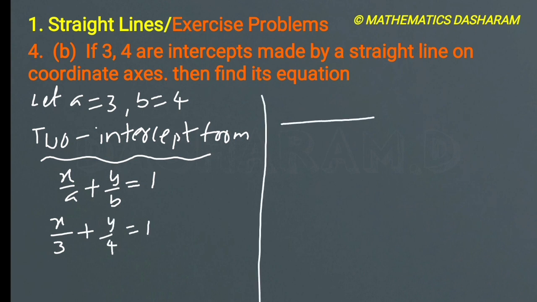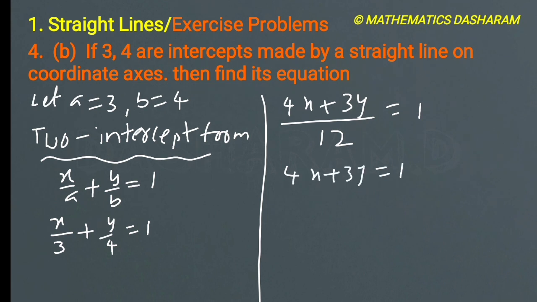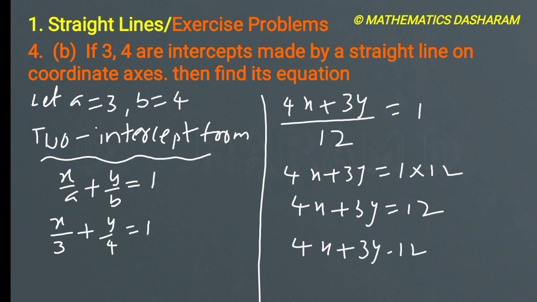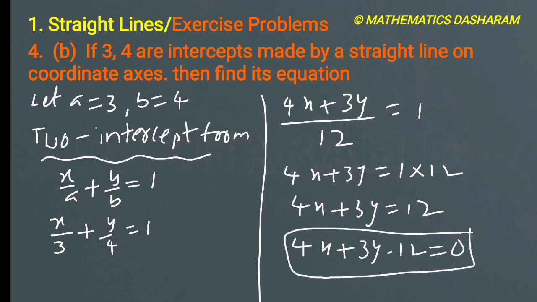The LCM of 3 and 4 is 12. So 4x plus 3y equals 1 into 12, which is 12. So 4x plus 3y minus 12 equals 0. So this is our required answer.